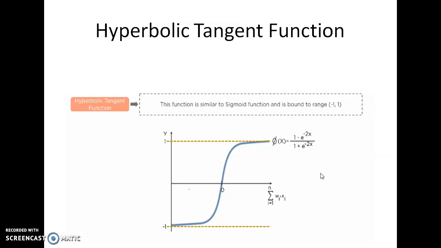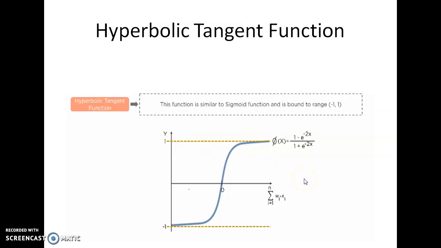The last function is the hyperbolic tangent function. This function is similar to the sigmoid function, but the only difference is that in the sigmoid function the output is between 0 and 1, whereas in the hyperbolic tangent function the output is between -1 and 1. The equation is 1 minus e raised to minus 2x divided by 1 plus e raised to minus 2x. So the hyperbolic tangent function output ranges from -1 to 1.